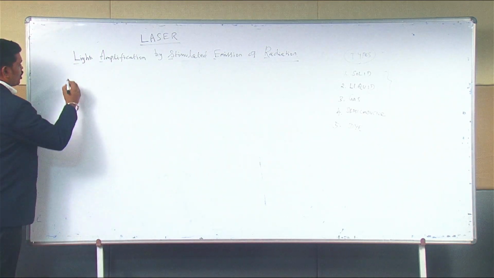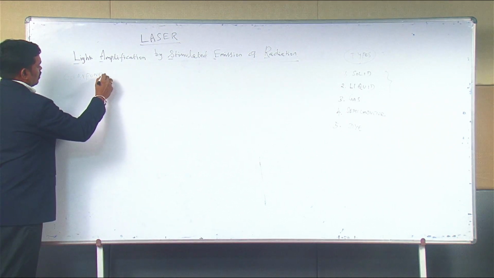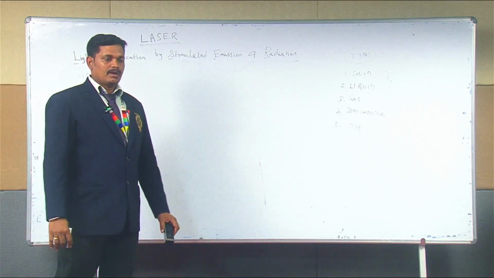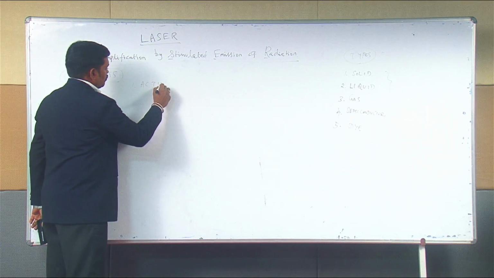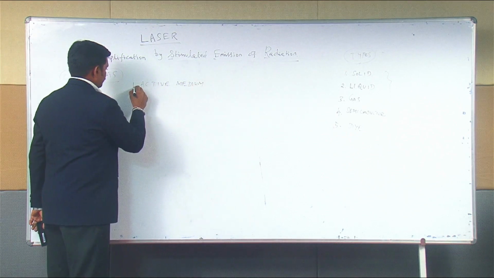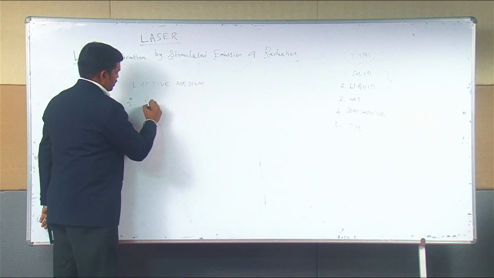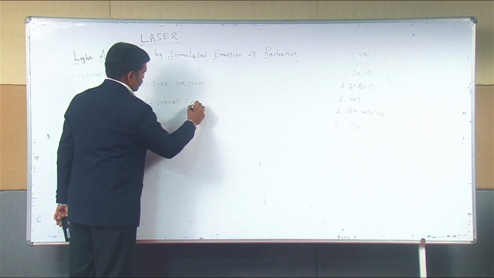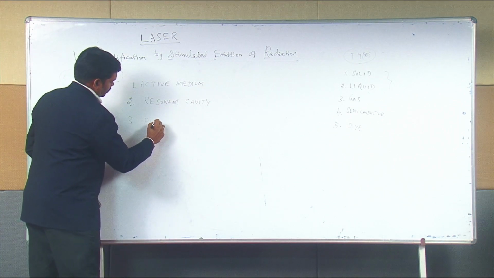Now, components of laser. There are 3 basic components, of course we have more components. First component is the active medium. Second is the resonant cavity. Third, the pumping action.